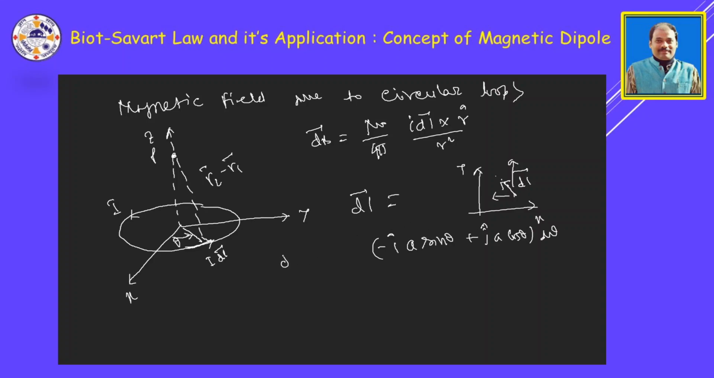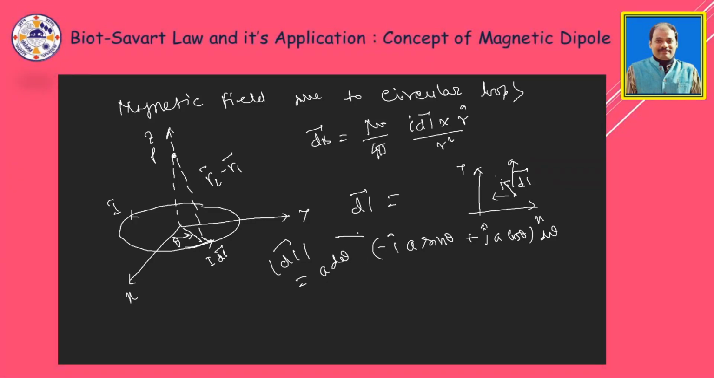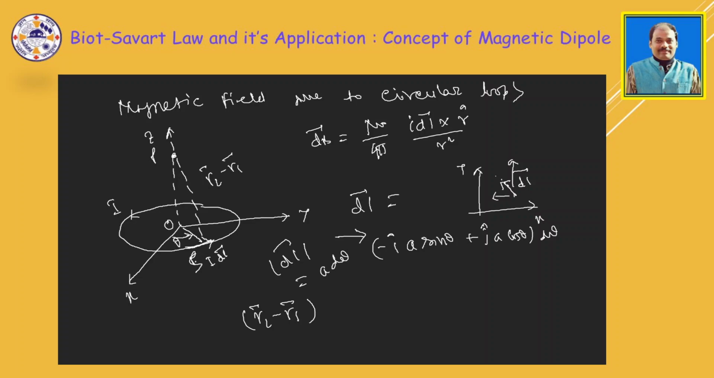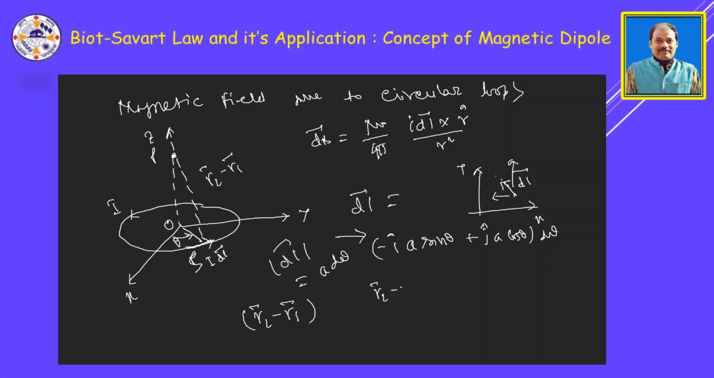The magnitude of dl is equal to a d theta. I am just making components along the x-axis and along the y-axis. Now, as per the figure, R2 minus R1 is equal to, if the origin is at O and the current element is at S, R2 minus R1 is equal to z k hat minus OS.